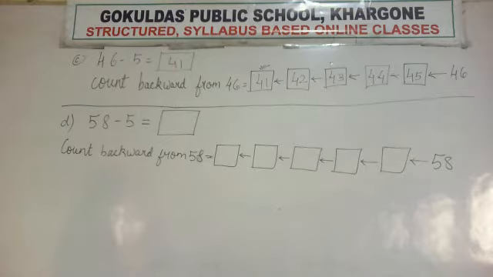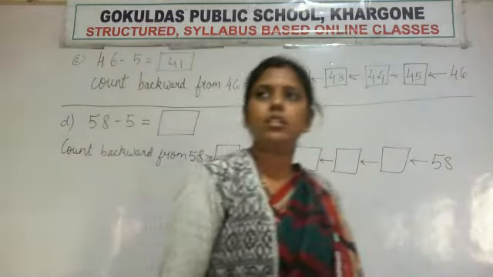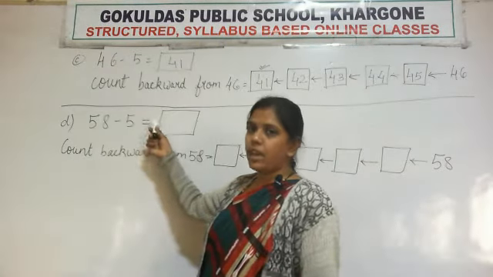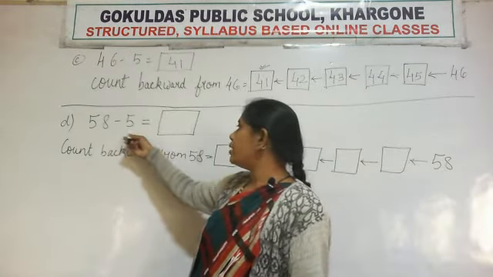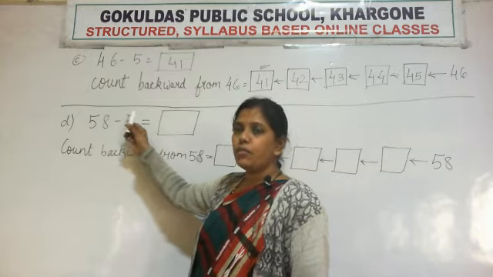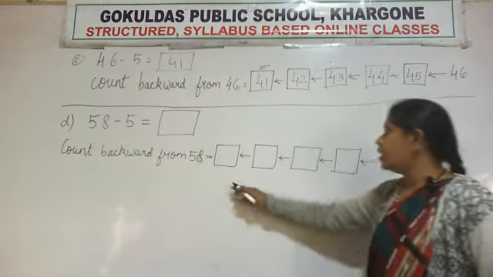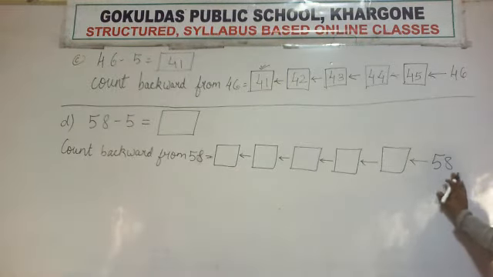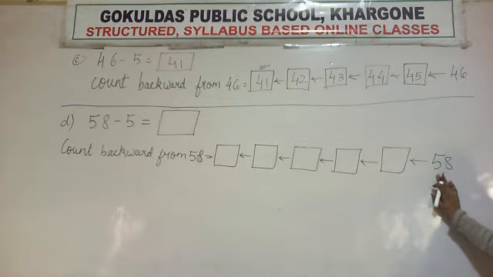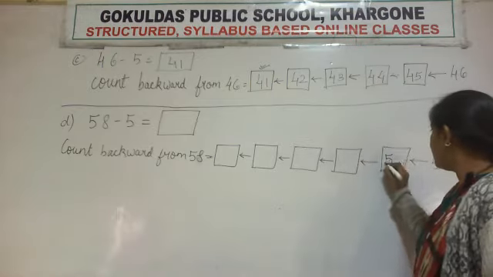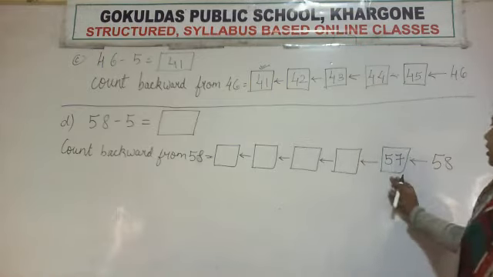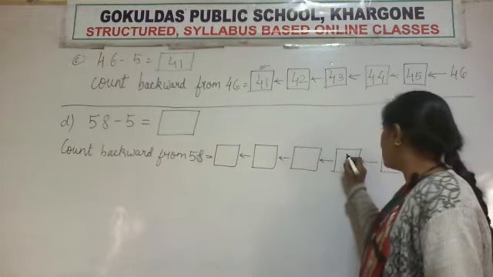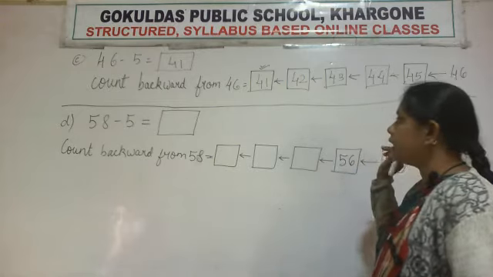Now start writing the answer. First again read the question. 58 minus 5. That means we have to count 5 numbers backward from 58. That means we have to make 5 boxes here. Now start writing the before number. The before number of 58 is 57. Now the before number of 57 will be 56. So write here 56.